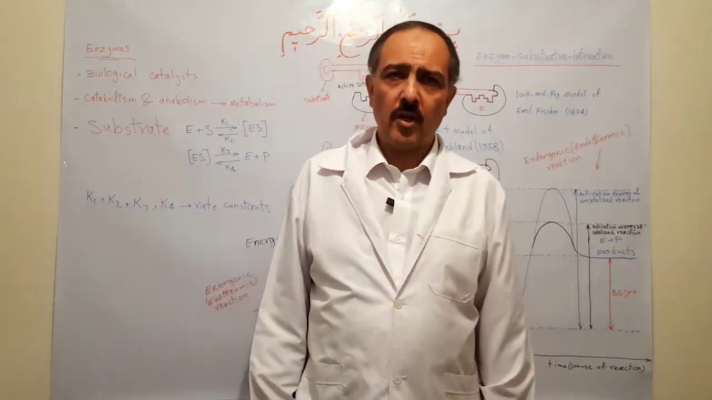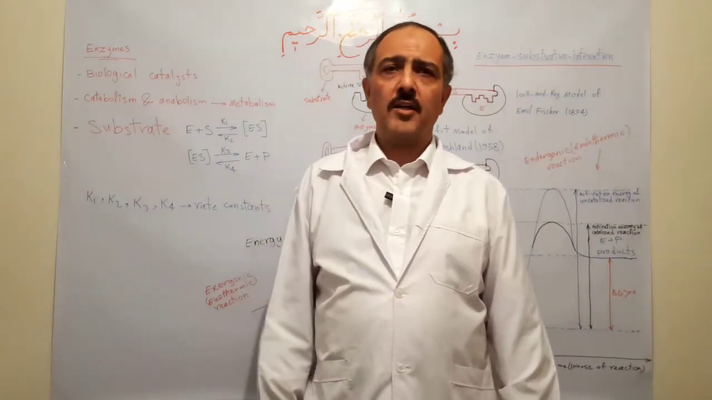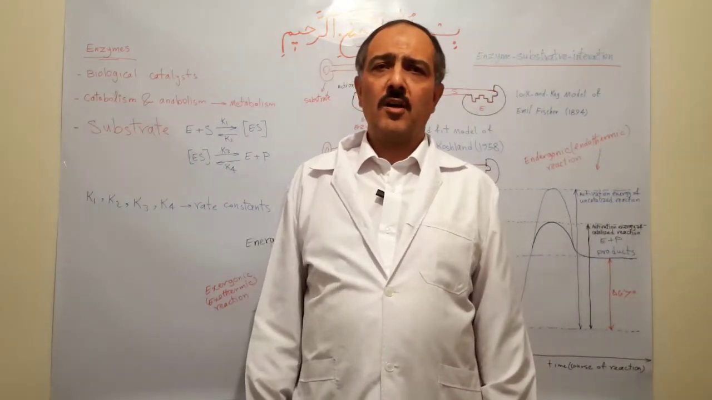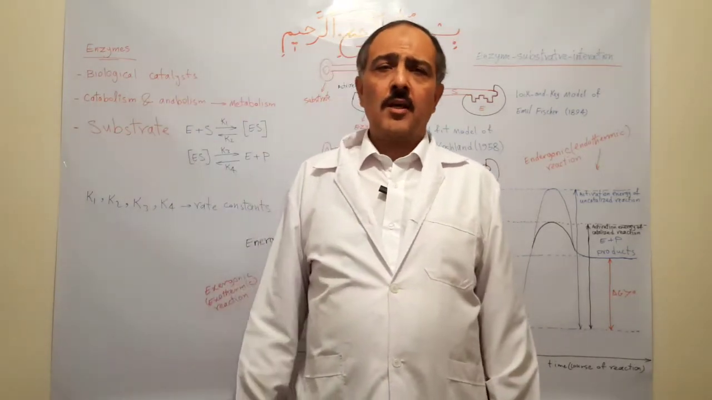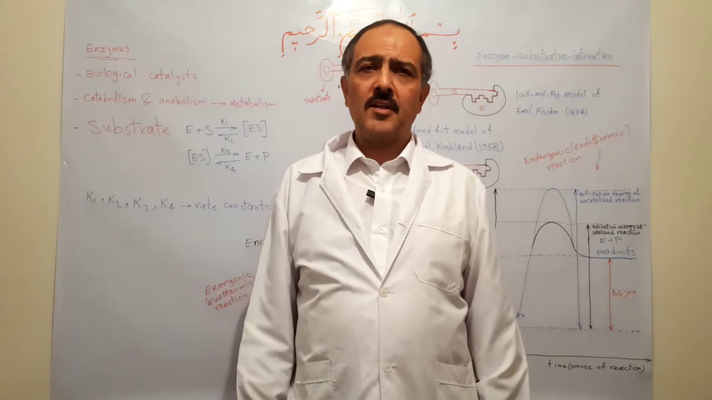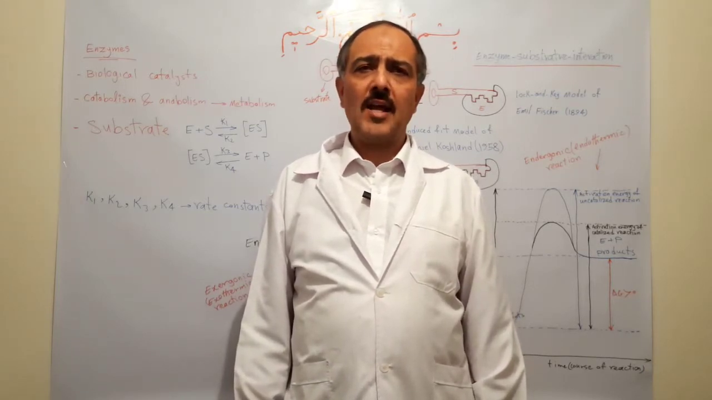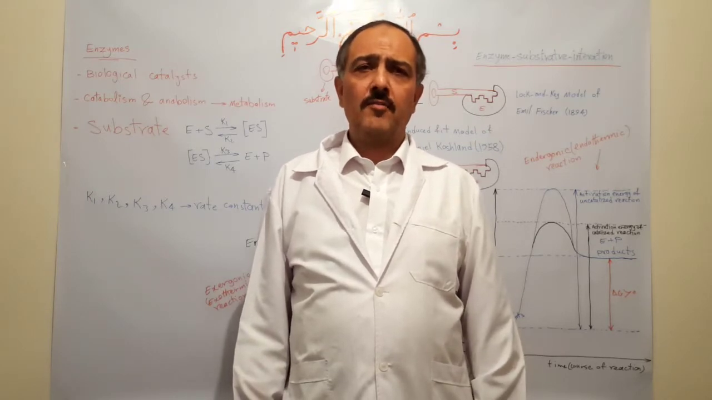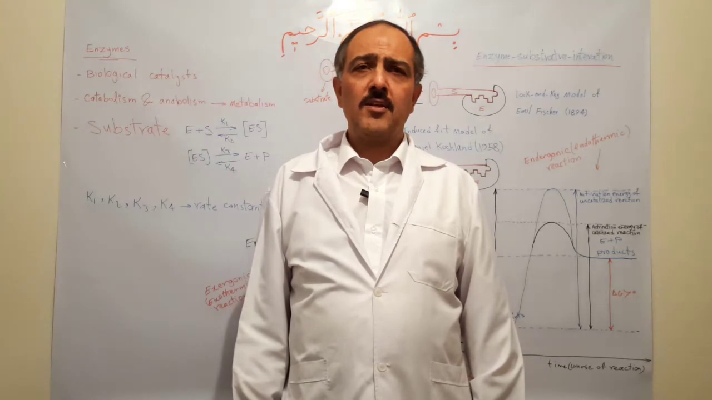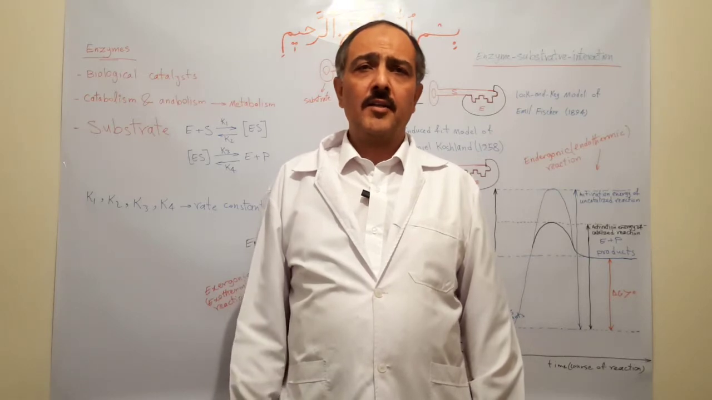Today I'm going to talk about enzymes. But what are enzymes? Enzymes are called biological catalysts. What is a catalyst? A catalyst is a substance which accelerates a chemical reaction. Actually, it increases the rate of a chemical reaction. It is not modified in a reaction. Actually, it is recycled in a chemical reaction.